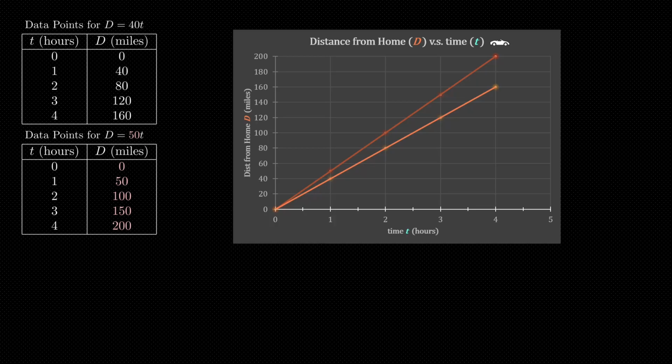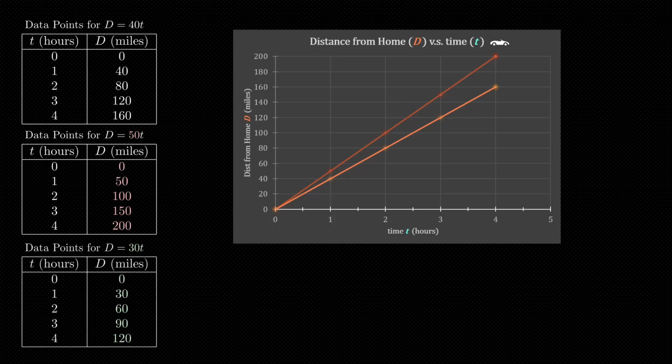What if we decreased our speed to 30 miles per hour? Here's the equation and data points for that, and here's the graph for that. Notice that this line is shallower than the 40 mile per hour one. And again, this makes sense. Since 30 miles per hour is slower than 40 miles per hour, if t increases by 1, then we expect the 30 mile per hour car to cover less miles, which means slower vertical increase along the d-axis.